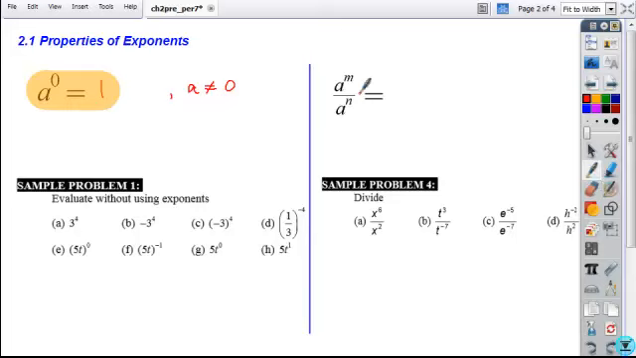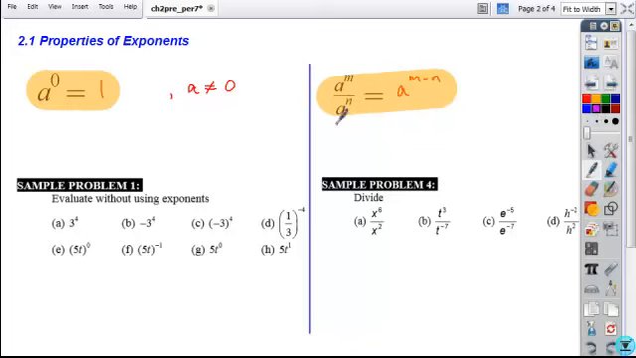Okay, and then the second rule here is when we multiplied two exponents with the same base, we added their powers. When you divide two exponents with the same base, you're going to subtract their powers. And now let's take a look and see why this is true. It should make sense based on what we talked about in the first slide.